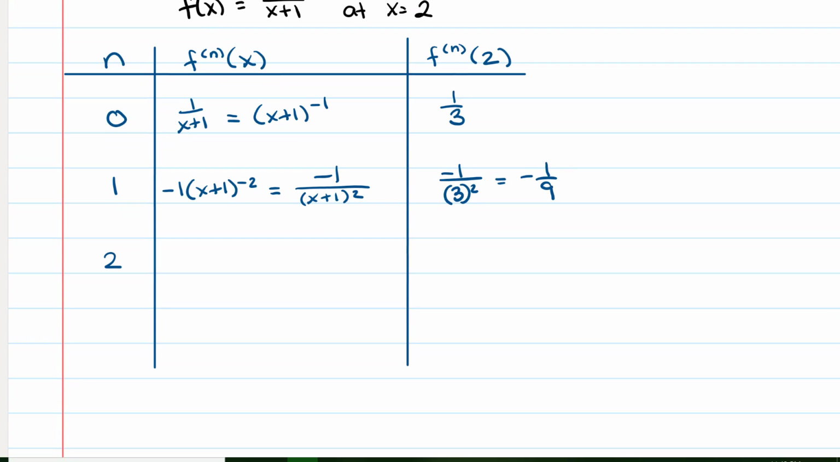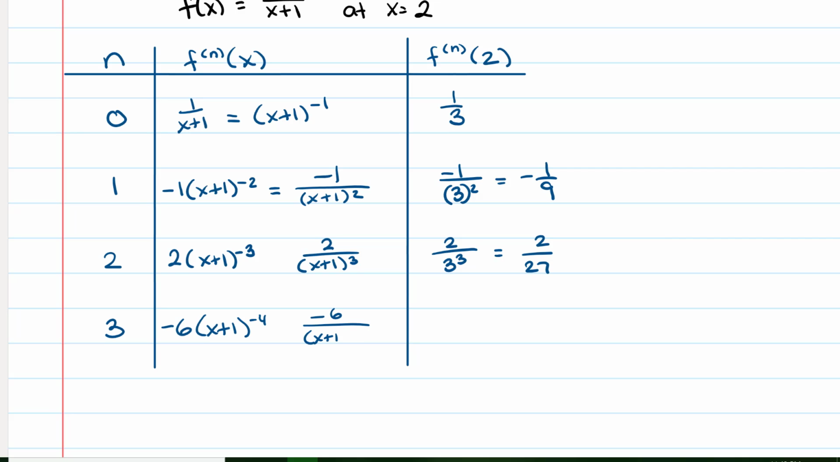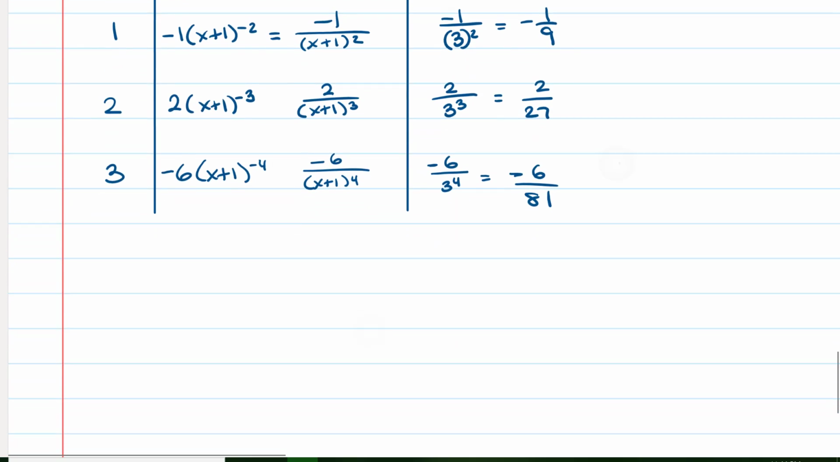Do the next derivative. So I bring down the negative 2, so I get 2 times x plus 1 to the negative 3, which is 2 over x plus 1 cubed. So that's going to be 2 over 3 cubed, which is 2 over 27. Do the next derivative, negative 6, x plus 1 to the negative 4. So negative 6 over x plus 1 to the 4th. So I get negative 6 over 3 to the 4th, which is negative 6 over 81. So I think three derivatives, 4 terms, should be enough to pick up a pattern here.